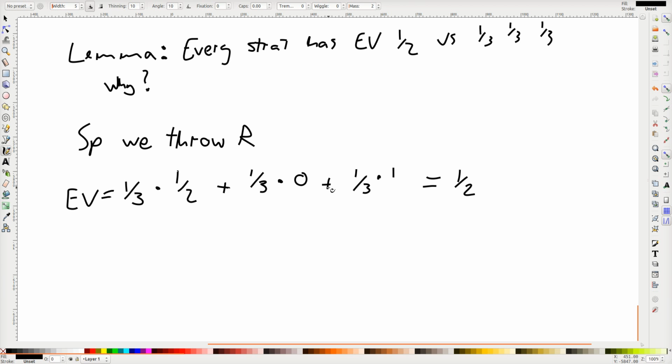Great. And now, of course, for paper and for scissors, it's going to be the same story. It's going to be exactly this equation. Just this will be a 1, this will be a 1/2, and this will be a 0, or the other way around. And so all the pure strategies have EV 1/2.